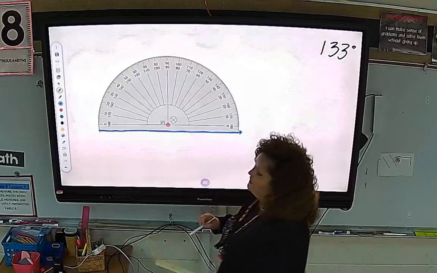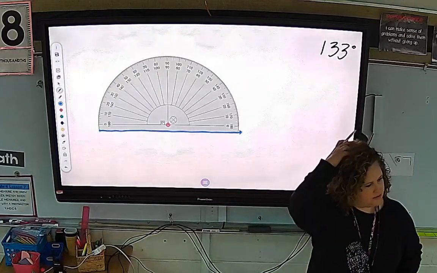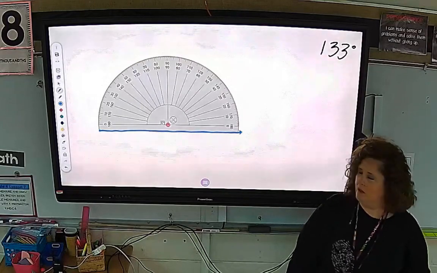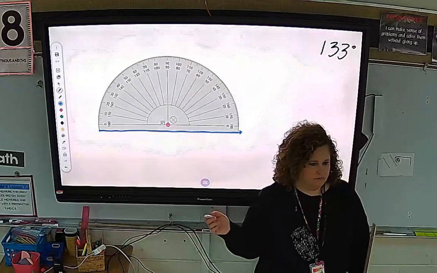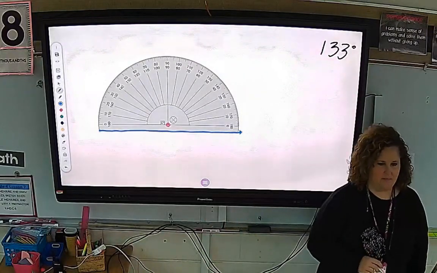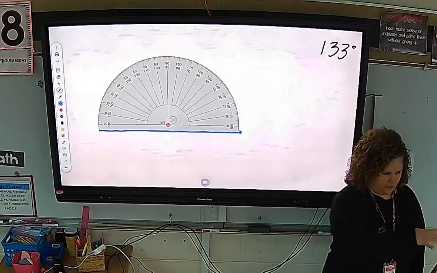Now, it is okay if your angle opens either direction as long as you're trying to use the right numbers. Okay? Everybody's got that drawn. Now, we've got to move our protractor. Don't leave it right there and put your dot on the top. That will mess you up. How do I move my protractor? Where do I put it? How do I know what to do?